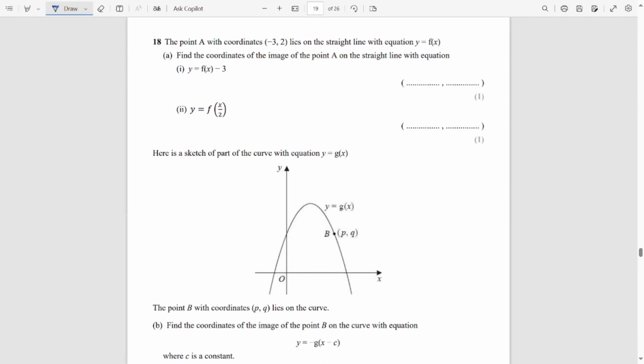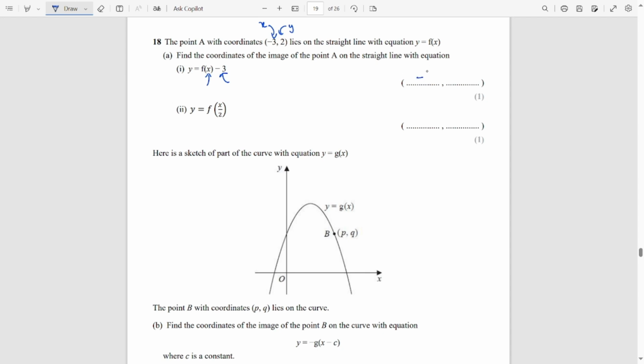Okay, so here we have some transformations. The point A with the coordinate minus 3, 2 lies on some kind of, in this case, a straight line. Find the coordinates of the image of the point A on the straight line with the equation. So this is a transformation. We need to consider what is happening. When you have something inside the brackets, it affects the x coordinate. In this case, this is outside the brackets, so it affects the y coordinate. So immediately I can see that the x is not going to change, only the y will change.